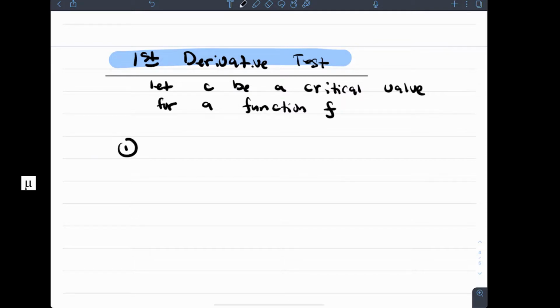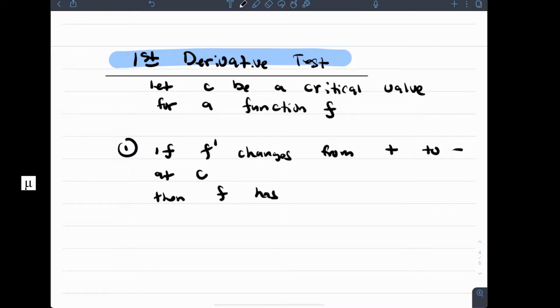Then you have the following. Question 1. If f prime changes from positive to negative at C, then f has a local max at C. That's question 1.